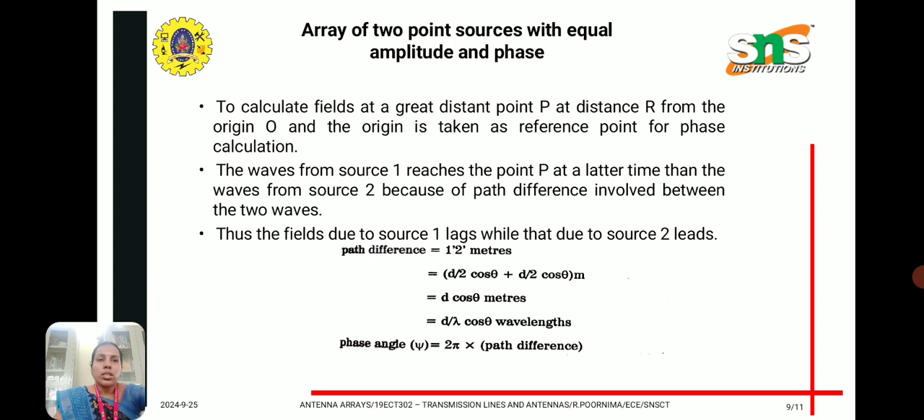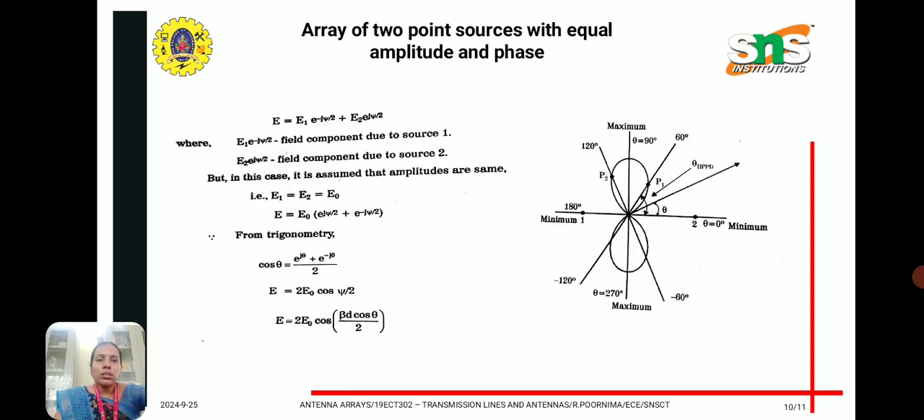So d by 2 cos theta plus d by 2 cos theta is taken, so the answer is d cos theta. In terms of wavelength, we can write the path difference as d by lambda cos theta, and the phase angle is given by 2 pi times the path difference. The total field is given by the vector sum of both fields: E1 e power minus j psi by 2 plus E2 e power j psi by 2, where the two field components due to source 1 and source 2 are added. It is assumed that the amplitudes are the same.